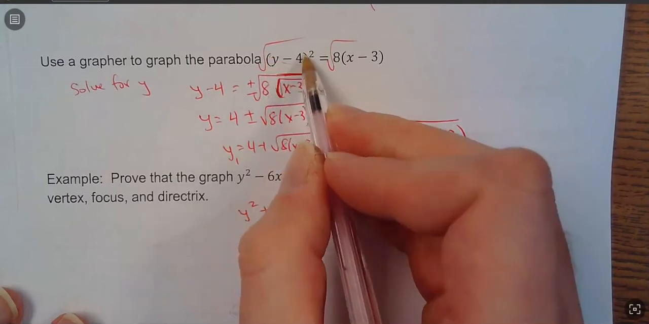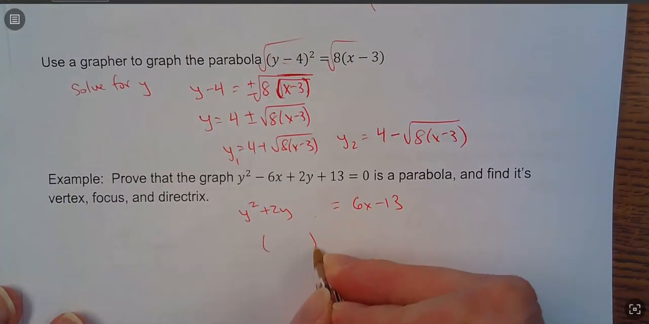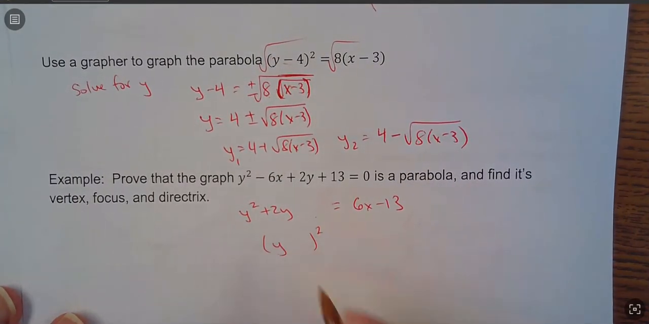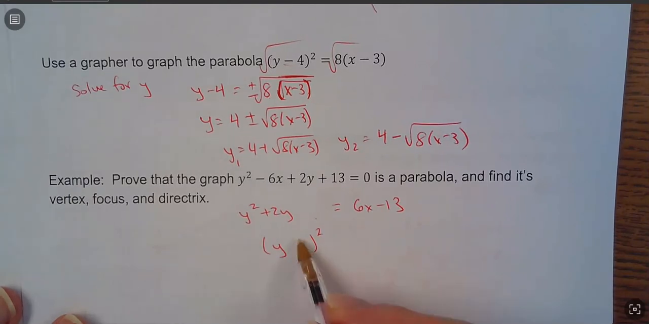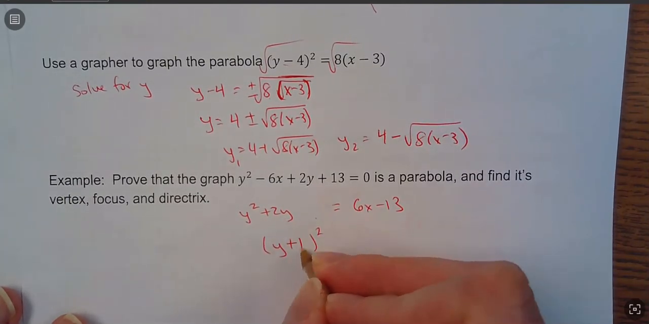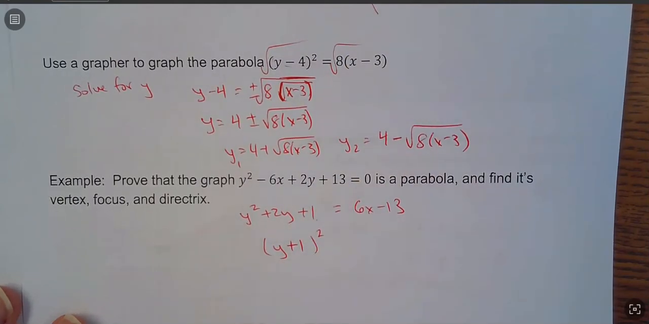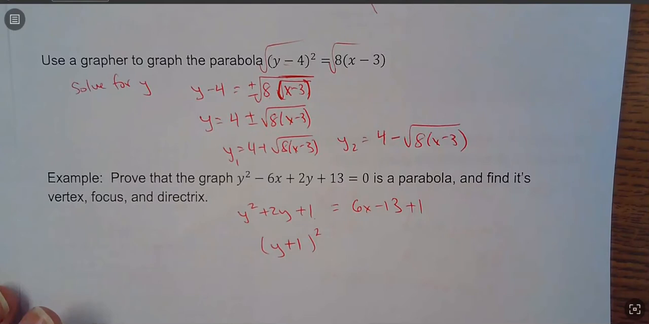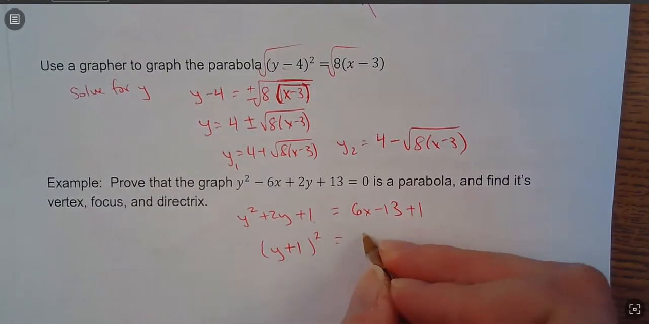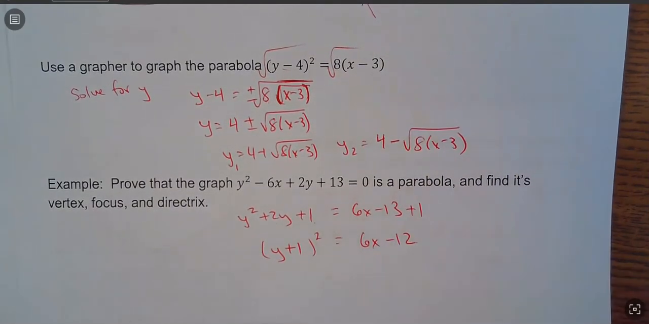Since I want to have it as a binomial squared, I need to complete the square on this. So I think what binomial times itself would yield a 2y? Well, that would be a plus 1. If I did square this out, this would be plus 1, but I just added 1 to that side, so I add 1 to this side, and that's going to equal 6x minus 12.